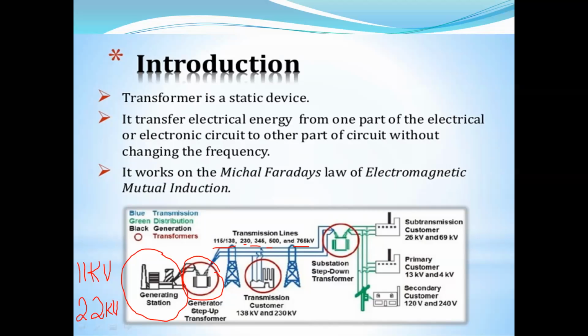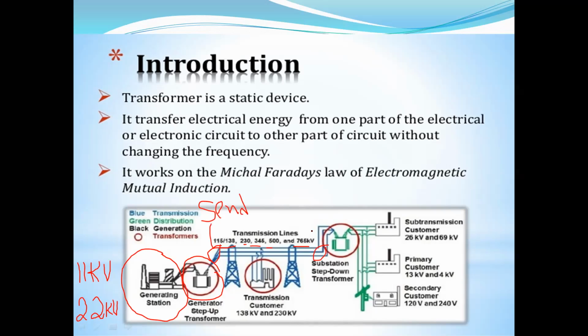With the help of this transformer, we increase the voltage levels to the transmission voltage, and then suppose this is a transmission line. This end is called the sending end of the transmission line. This end is called the receiving end of the transmission line.